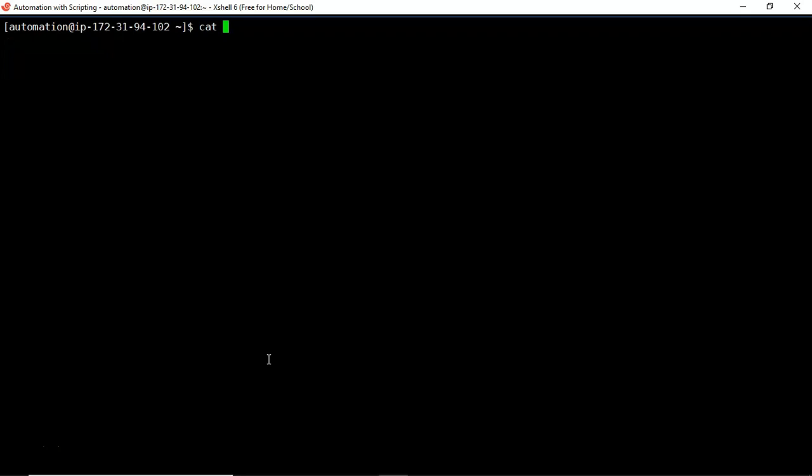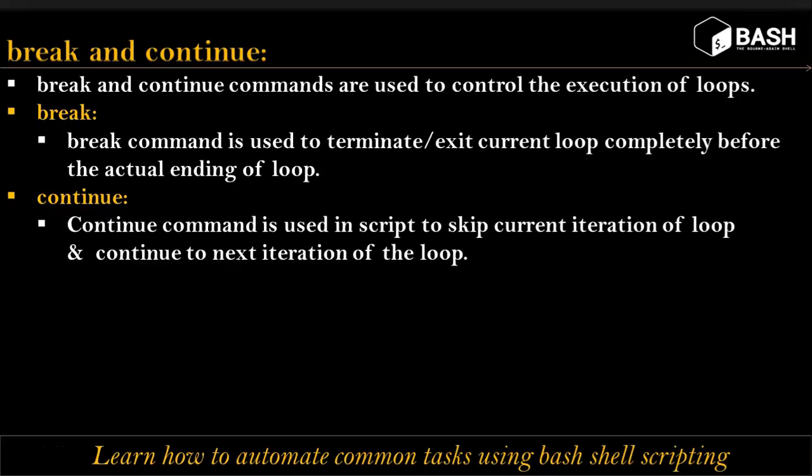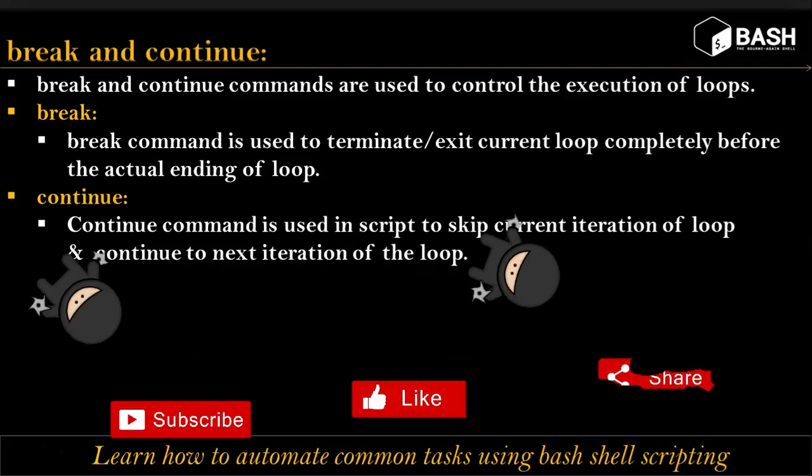Otherwise, anyway, you will get confidence while writing our scripts. So simply, the continue command is used in the script to skip the current iteration of the loop and continue to the next iteration of the loop. So be clear, these two commands you can use in any loop. We have different types of loops, right?